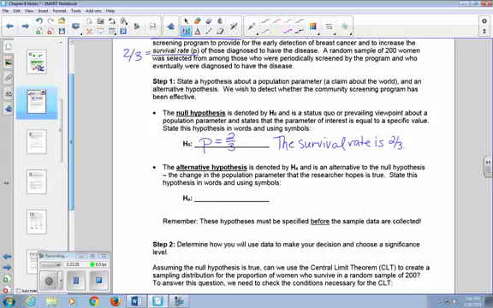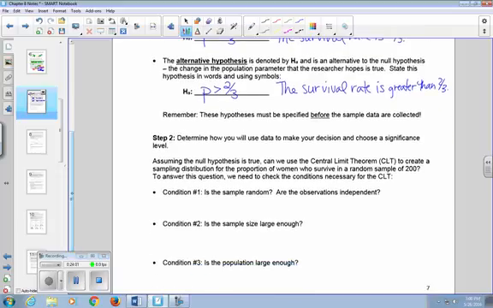Right. The alternative hypothesis, and as an alternative to the null hypothesis, is a change in the population parameter that the researcher hopes is true. So stating this hypothesis in words and using symbols, they're hoping that the survival rate increases. So we're hoping it's greater than 2/3. So in words, we're saying that the survival rate, again, either increases or is greater than 2/3. Okay, so remember these hypotheses need to be specified before the sample data are collected.